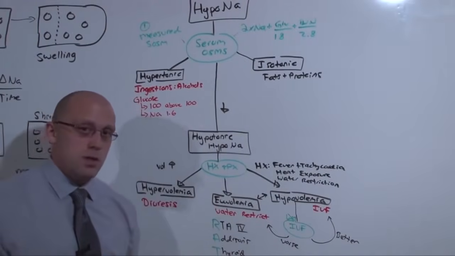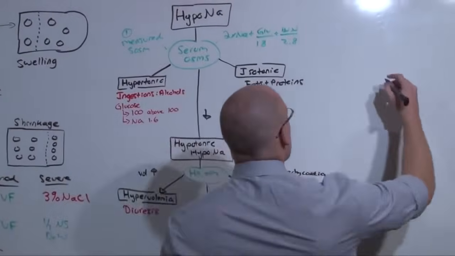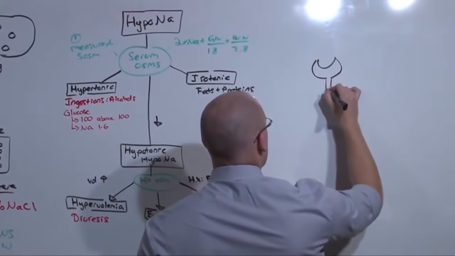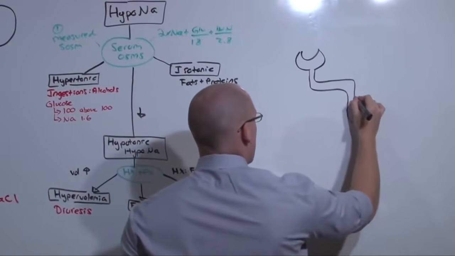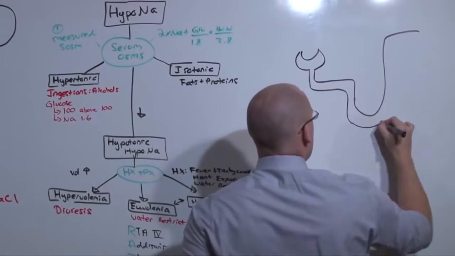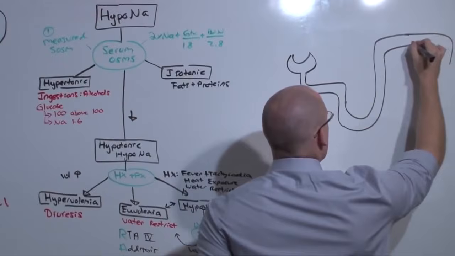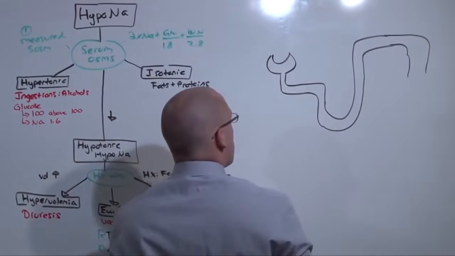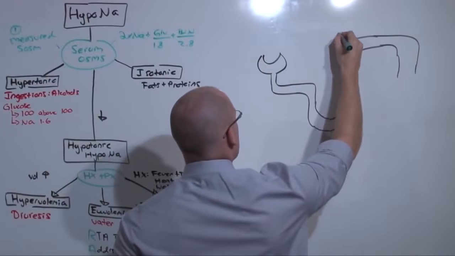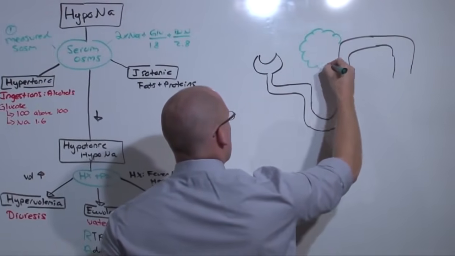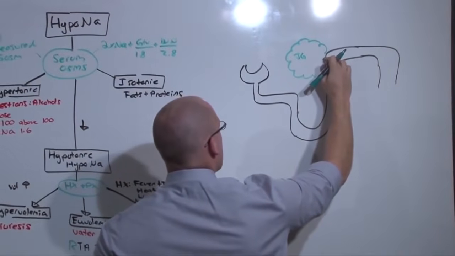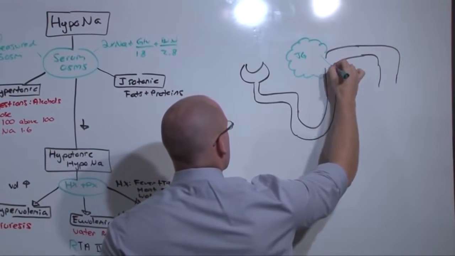It's going to be the nephron. The nephron is set up in a certain way. This is the glomerulus, the loop of Henle, distal convoluted tubule, and the collecting duct. What matters is here at the JG apparatus, the macula densa. And I want you to see this as a switch.